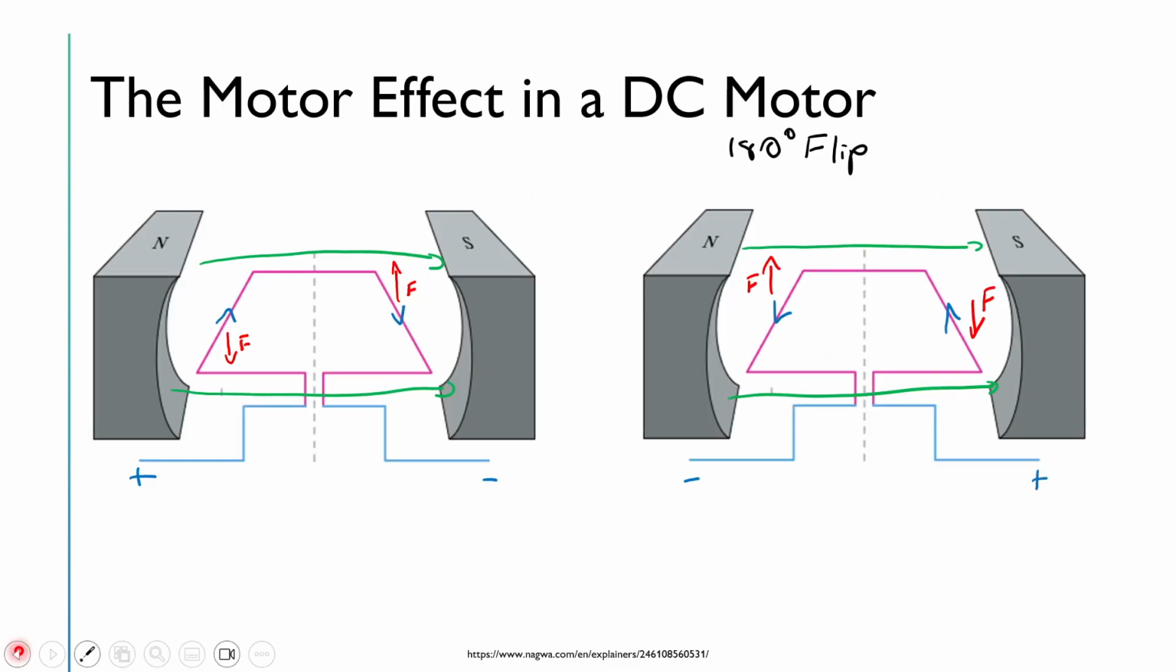If it didn't exist, again, we would have a scenario which looks a little bit more like this, where the forces applied to the left and right hand side of the coil continuously flip every 180-degree turn.